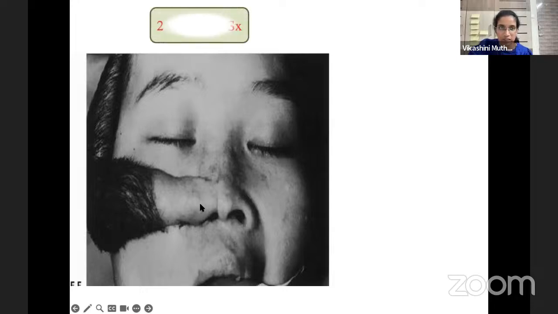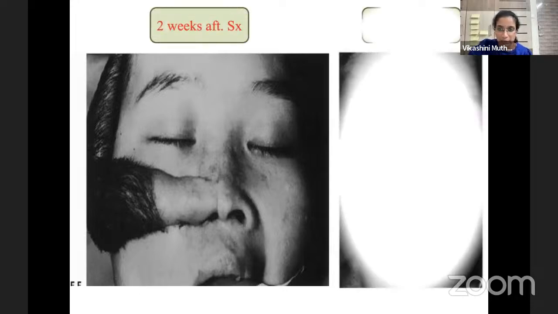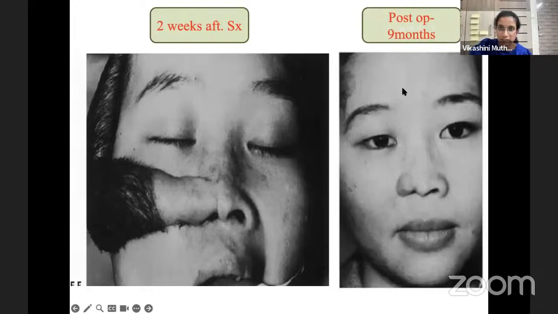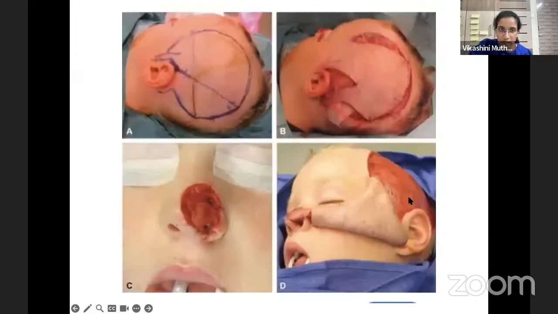So this is the pic which was taken after surgery, 2 weeks after surgery. And see, the post-operative photo of her. This is the pic which was taken 9 months later. So I'll give you a more colorful picture where, see, this is the ALR defect. The marking is being done, incisions made, flap raised.